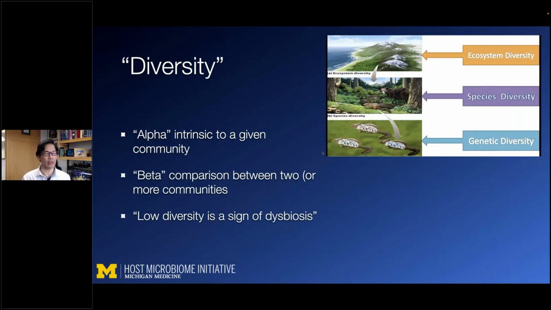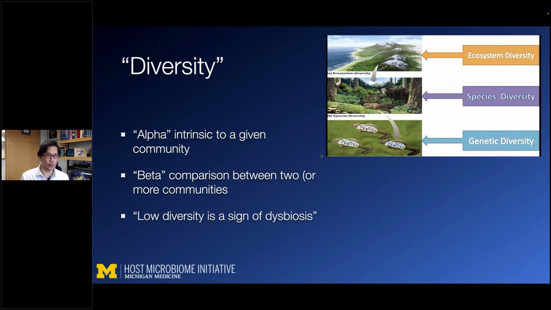So another term related to this is diversity, because many times you'll read that low diversity is a sign of dysbiosis. Perhaps, and this comes from macroecology, where people want to talk about different kinds of diversity at different levels: at the level of a whole ecosystem, at the level of individual species, or within the species, at the level of genetic diversity within a given species.